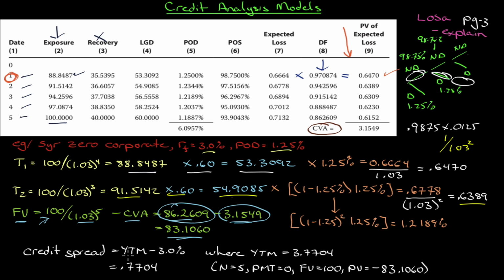The credit spread is the yield to maturity on this bond minus the risk-free rate, which is 3%. And our yield to maturity, if we bought this bond at 83.1060, is 3.7704. How did I get that? Well, N is 5, our payment is 0, our future value is 100. There's our PV, negative 83.1060. Solve for your yield to maturity, you get 3.7704. If the risk-free rate is 3%, there's your credit spread, 0.7704.